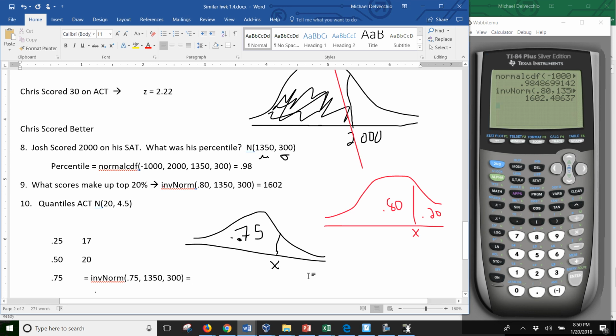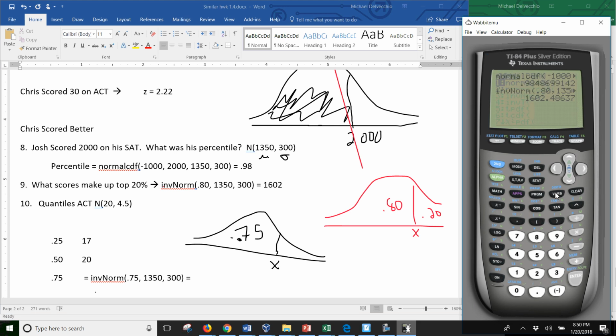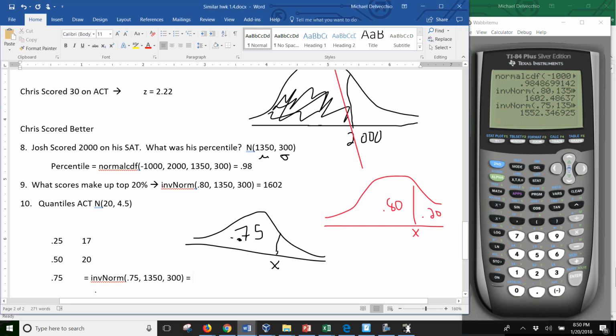Turn on a calculator. Maybe second vars. Inverse norm. So we're just changing this to 75. And those are the same. Okay, so 1552.